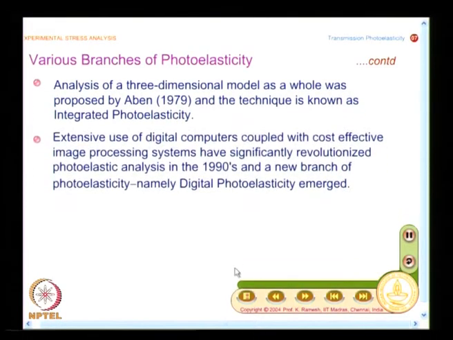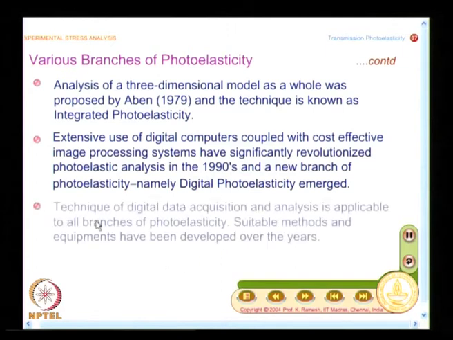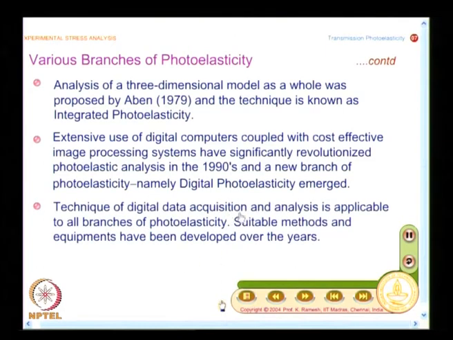And this is what you have. The technique of digital data acquisition and analysis is applicable to all branches of photoelasticity. Suitable methods and equipment have been developed over the years. So, digital photoelasticity is a generic term which implies that you use digital computers for data acquisition and processing. But as such, it is applicable to all branches of photoelasticity.